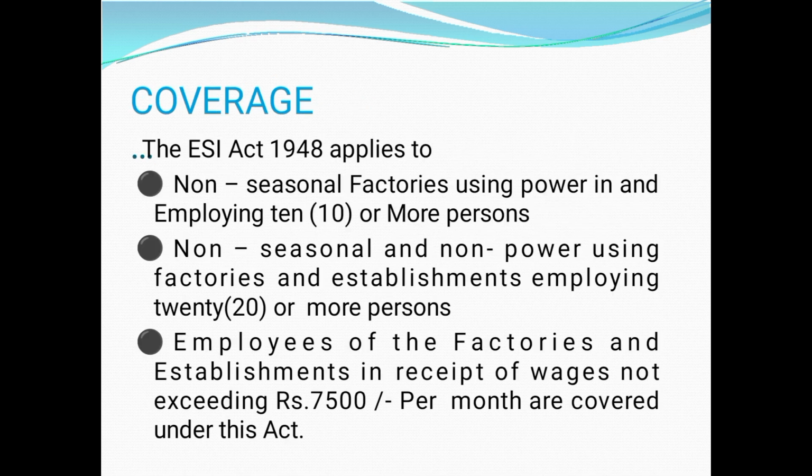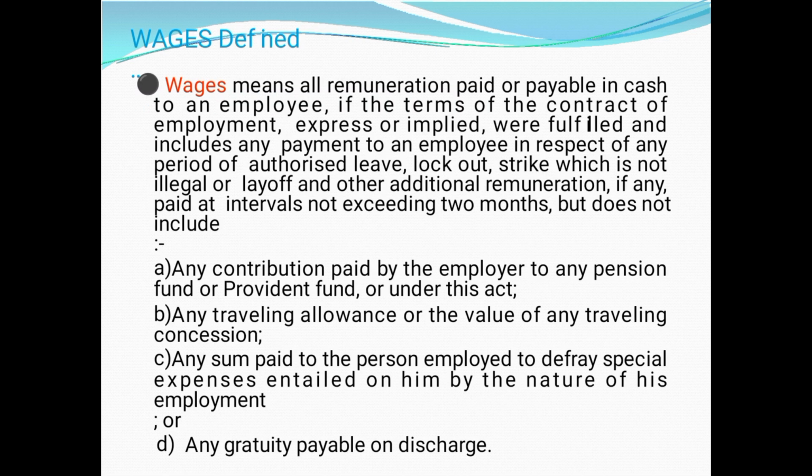Coverage. The ESI Act 1948 applies to non-seasonal factories using power and employing 10 or more persons, and non-seasonal and non-power-using factories and establishments employing 20 or more persons. Employees of the factories and establishments in receipt of wages not exceeding rupees 7500 per month are covered under the Act.